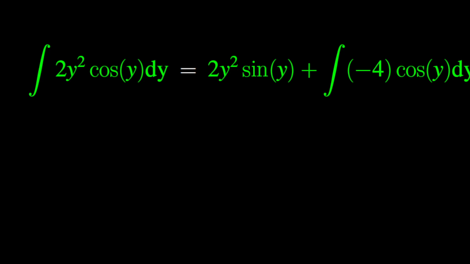Now we have to aggregate the results of these repeated applications of the integration by parts to get the final value of the antiderivative of 2y squared times cosine of y. The first integration by parts gave the following result. So, the integral of 2y squared times cosine of y dy is equal to 2y squared times sine of y, plus the integral of minus 4 times cosine of y dy.